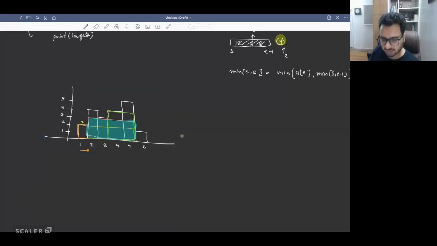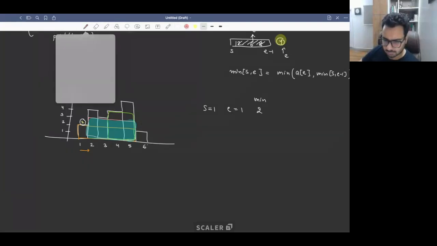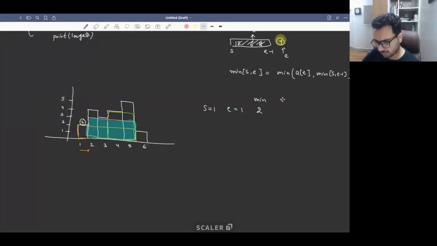Now suppose I say I'll start from 1. I will end at 1. What is the minimum? The minimum height is 2. I don't have anything here. And my width is going to be 1, 1 minus 1 plus 1 width. So my area is also 1. Very good.